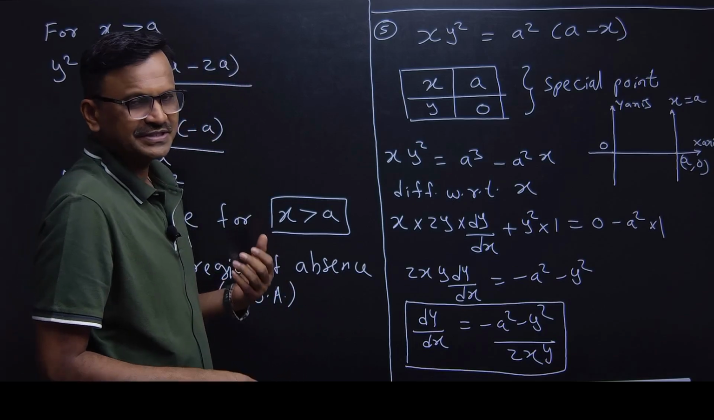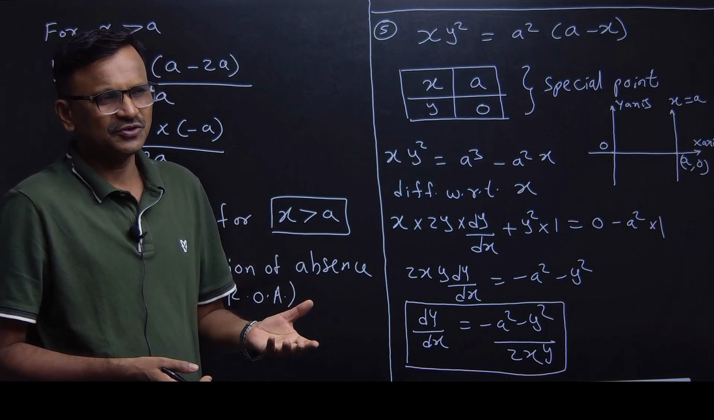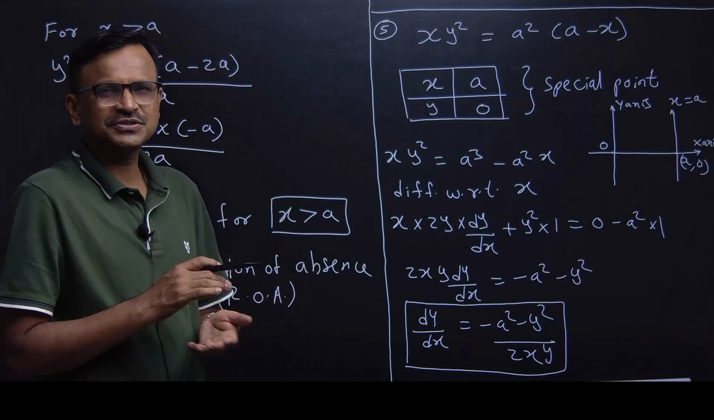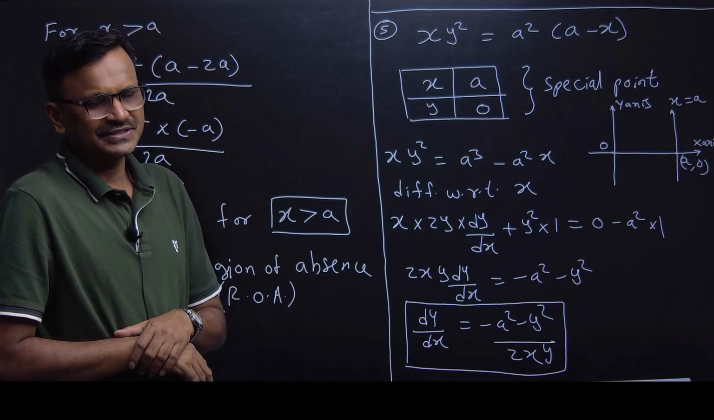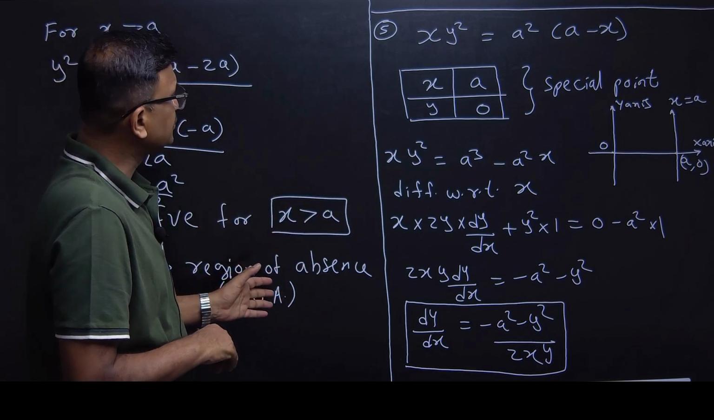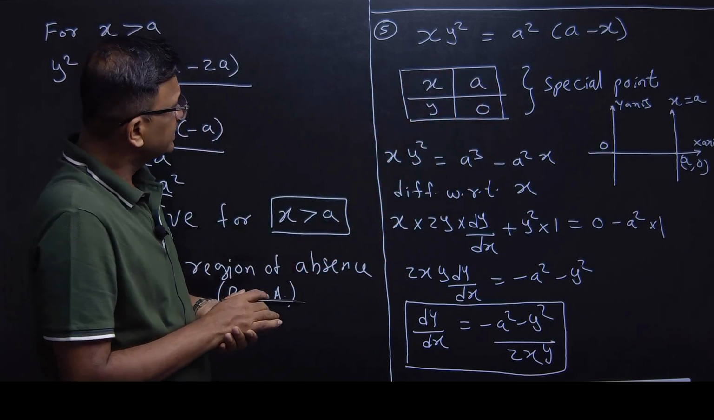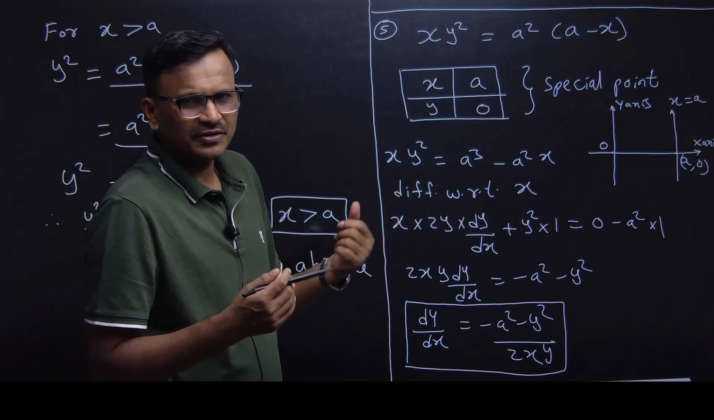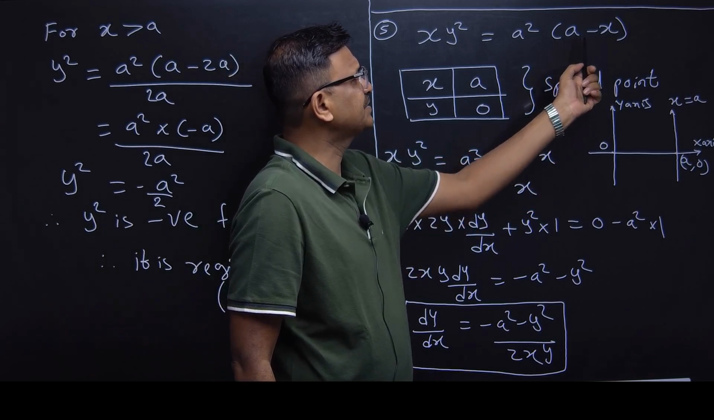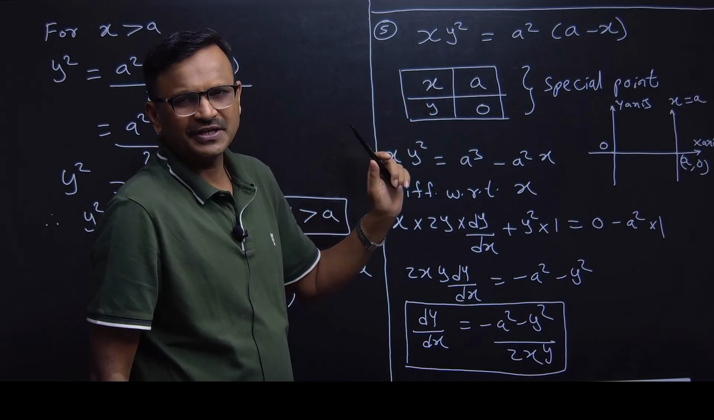Now, see, we checked for symmetry, we checked whether the curve passes through origin. Since curve is not passing through origin, we didn't find out tangent at origin. We found out asymptotes. We found out that x is 0, that is y-axis, is asymptote to the curve. Now we found out the region of absence. Now we'll check if there is any special point. See, we know that the curve does not pass through the origin. You can see that if I put x is a in this equation, this a minus a becomes 0. We get y square is 0. We are getting y 0.